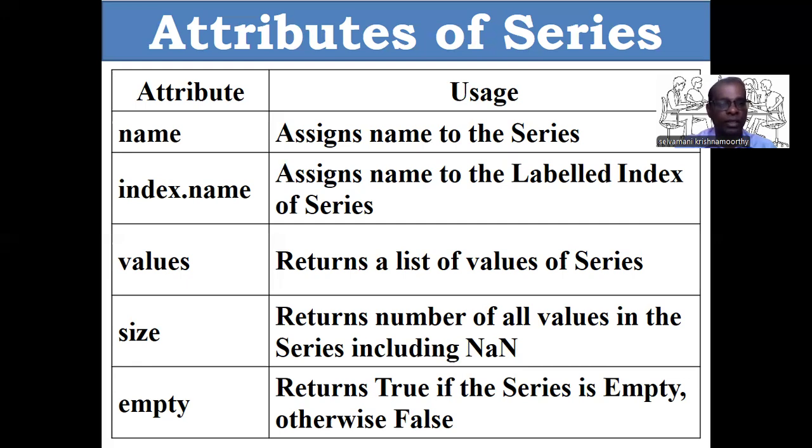Size attribute. It returns the number of all values in the series. That means how many values are available in the series, including not a number. NaN stands for not a number. That means if you want to find out how many elements are available in that particular series, then you can go for size. Empty. It returns true if the series is empty. That means if the series doesn't have any element, that is an empty series. This empty attribute returns true, otherwise false. I hope it is clear.